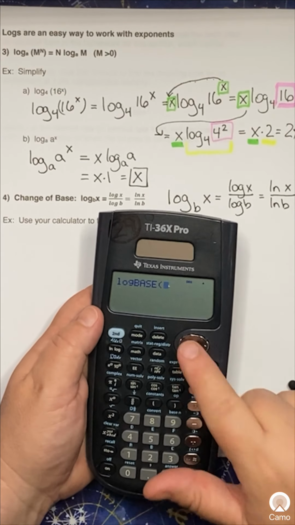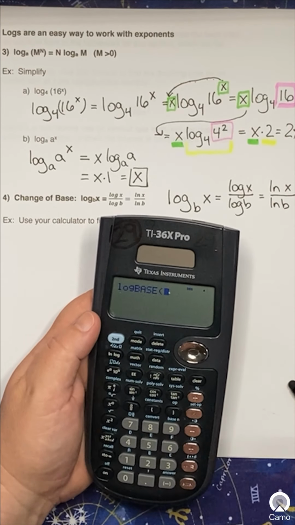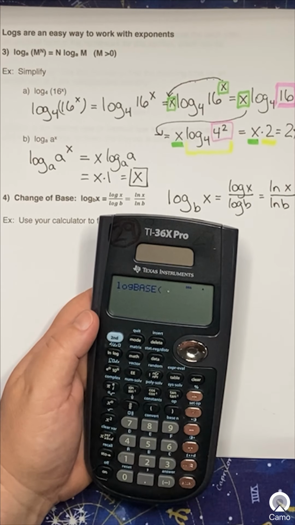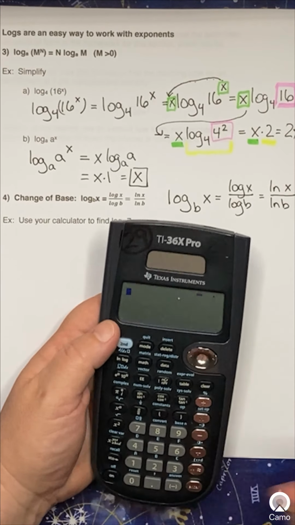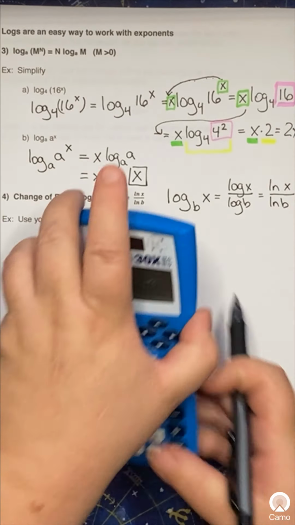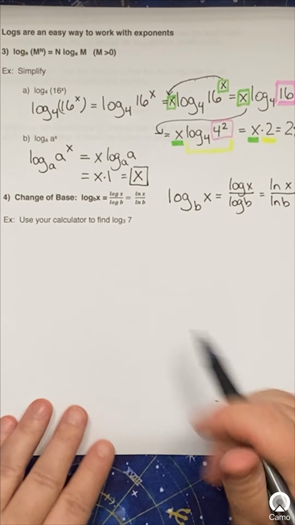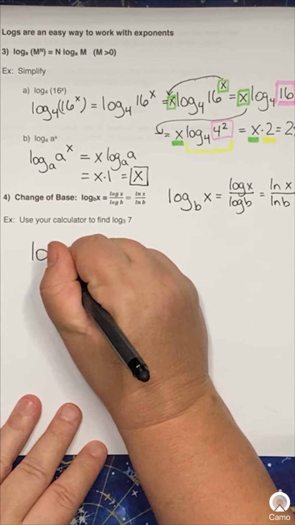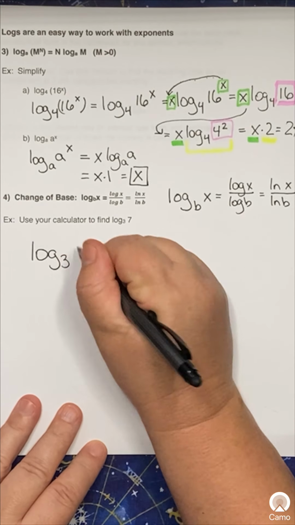So if you have a calculator like this, you never have to do the change of base unless the problem gets really complicated. So let's pretend we just have this calculator and let's go ahead and work this out. I want us to calculate log base 3 of 7.